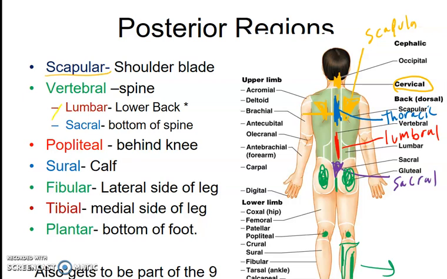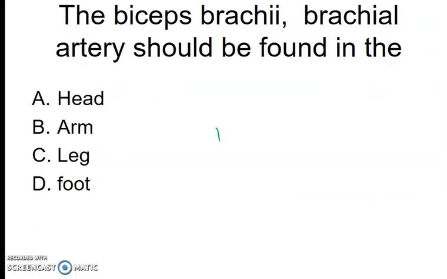So that's enough regions, don't you think? So this is how I'm going to do it on the lecture exam. And I think some of your online activity is like this as well. Your biceps brachii, brachial artery, and brachialis muscle should be in what region? The head? No, that's cephalic. The leg? No. The foot? Oh, it must be the arm. So anything with brachial in it is going to be related to the upper arm. Biceps brachii, triceps brachii, brachialis, all related to the upper arm.